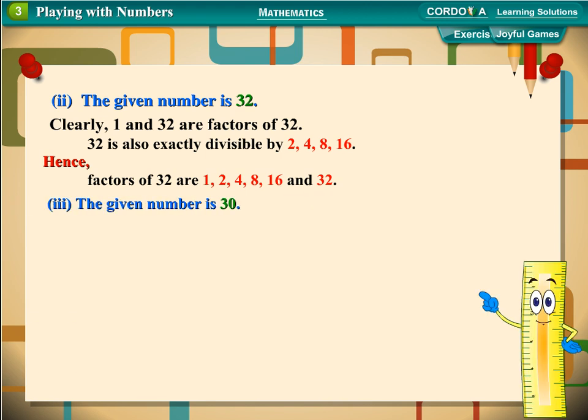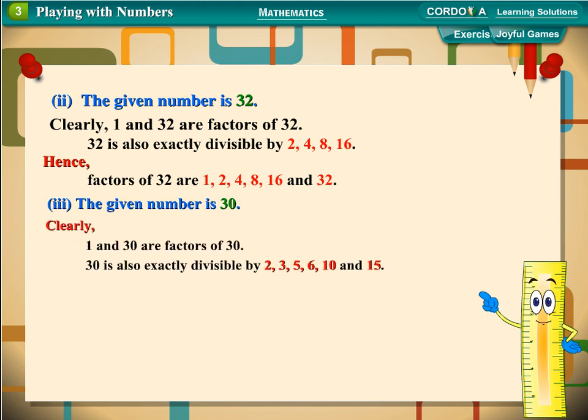The given number is 30. Clearly, 1 and 30 are factors of 30. 2, 3, 5, 6, 10, and 15 are also factors. Listing all the factors of 30, we get 1, 2, 3, 5, 6, 10, 15, 30.